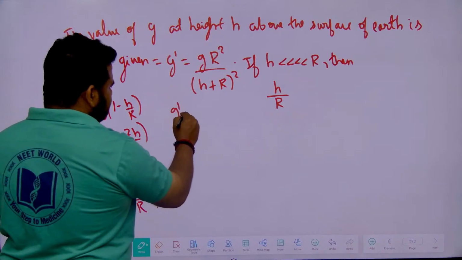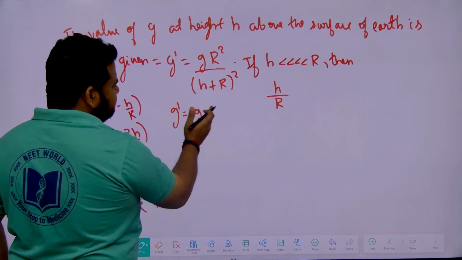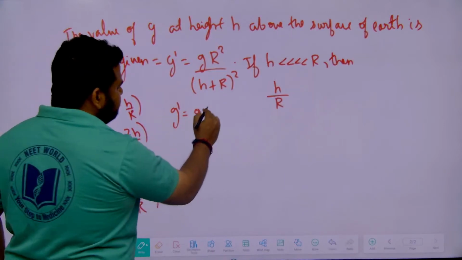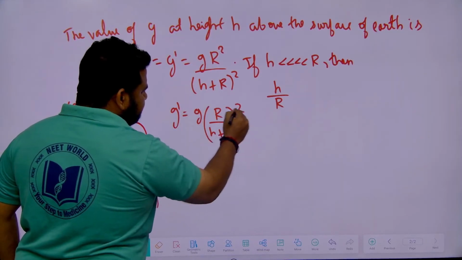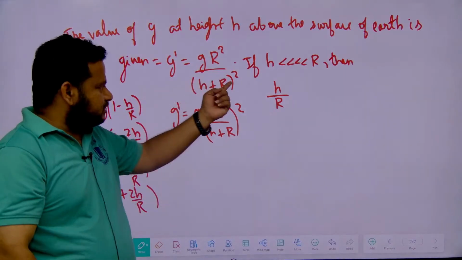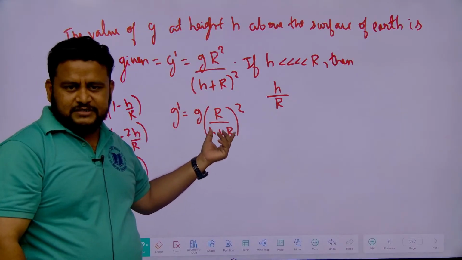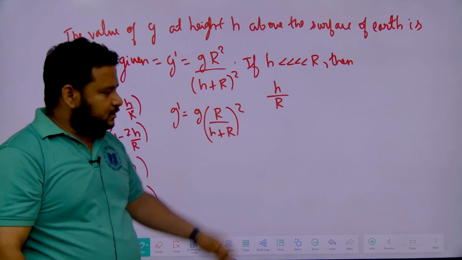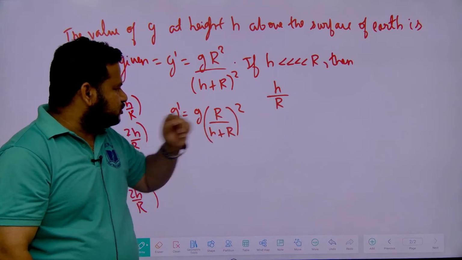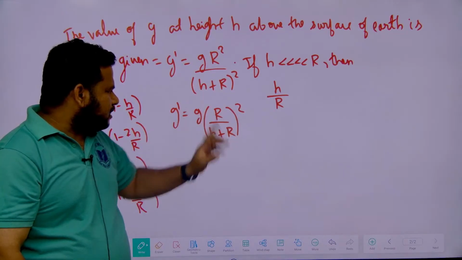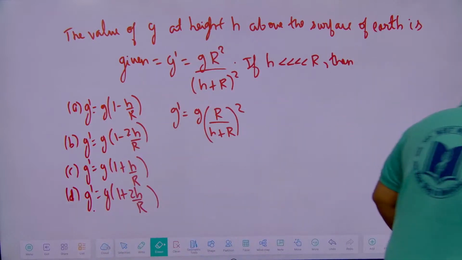So g dash will be equal to what? I will take g outside, with r by (h plus r), the entire thing under a whole square, because here also square is there, here also square is there. This g, if I take it outside, this entire thing I can put under a common square. Now here h is there. Should h by r come, or r by h? Let me take up the question first once. H by r, what have they given?